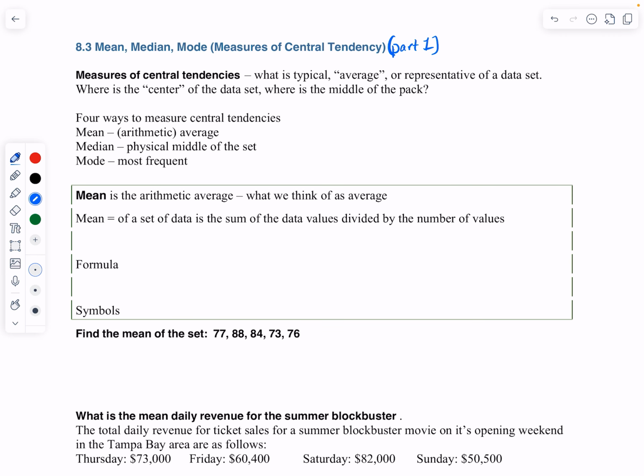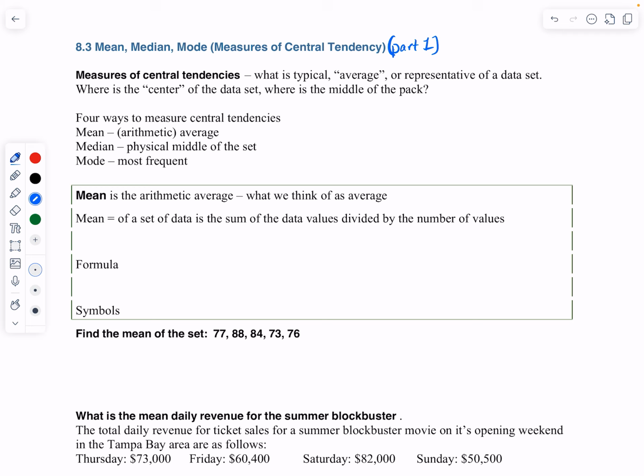8.3 Mean, Median, Mode, Measures of Central Tendency. This is part number 1. So for this section, before I get started, please make sure you have a calculator handy. You can download Desmos. If you do a Google search, you will find Desmos pretty quickly. That is free. Just make sure you do Desmos Scientific.